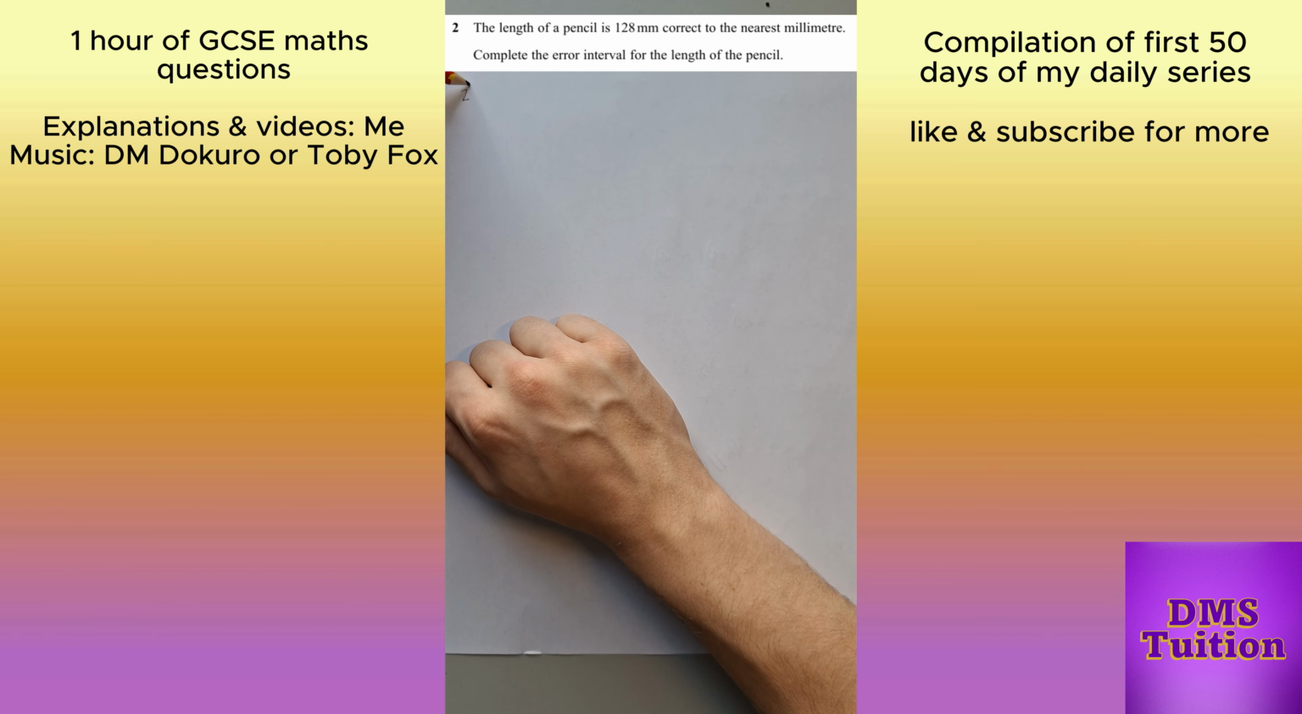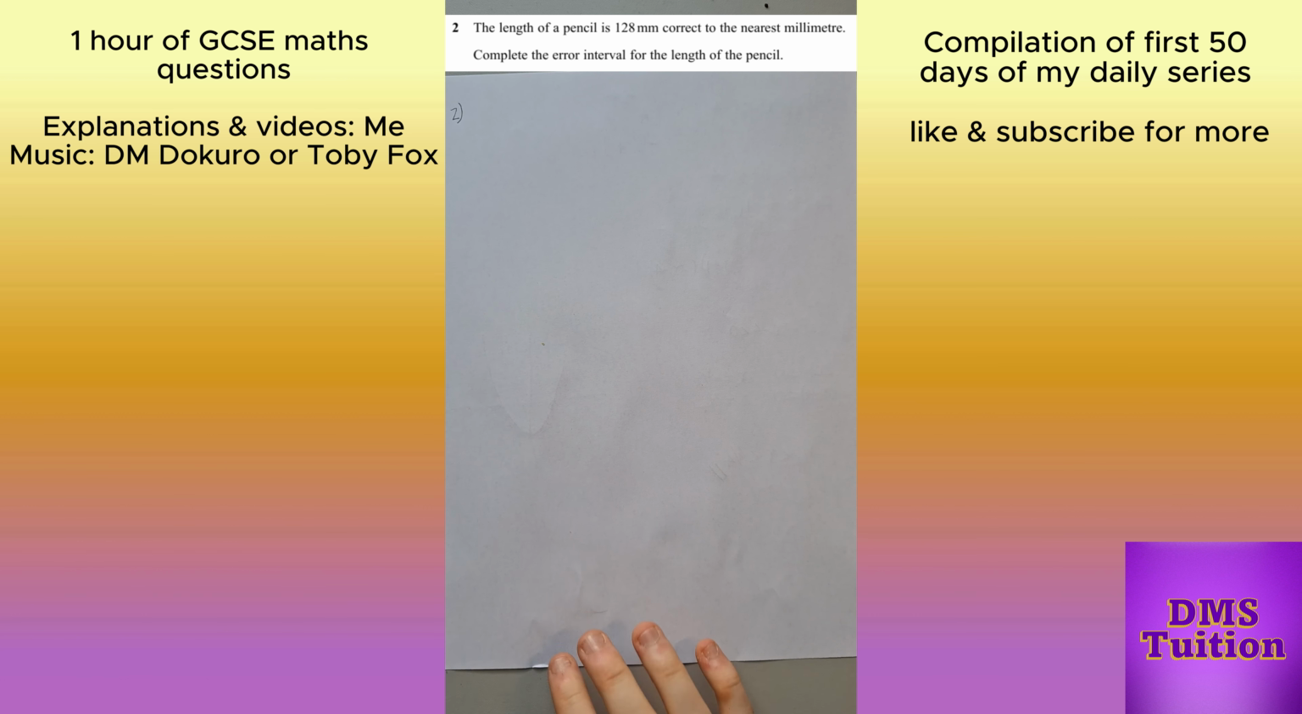Today we have November 2019 paper 2 question 2. So, the length of a pencil is 128 millimeters, correct to the nearest millimeter, and we just need to complete the error interval for the length of the pencil. Because it's correct to the nearest millimeter, we know it's rounding instead of truncating, and there's slight differences between the two, but let's just focus on rounding.